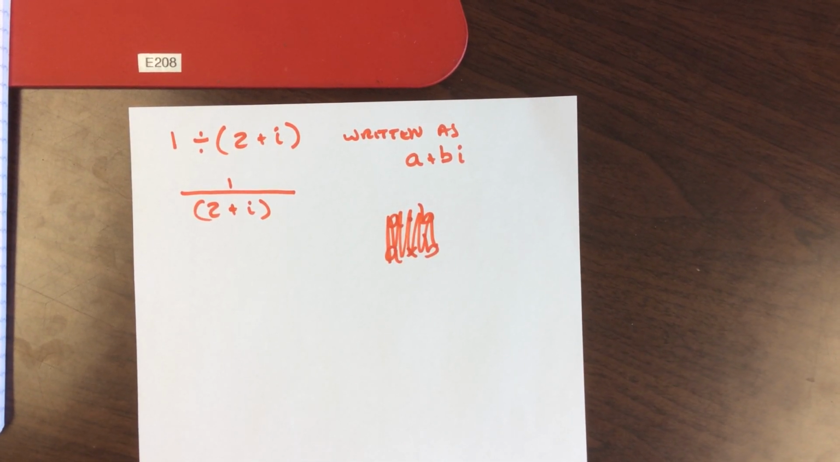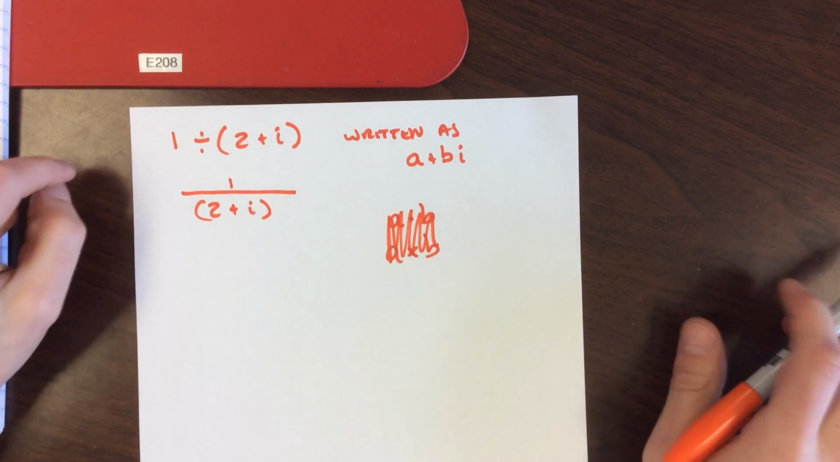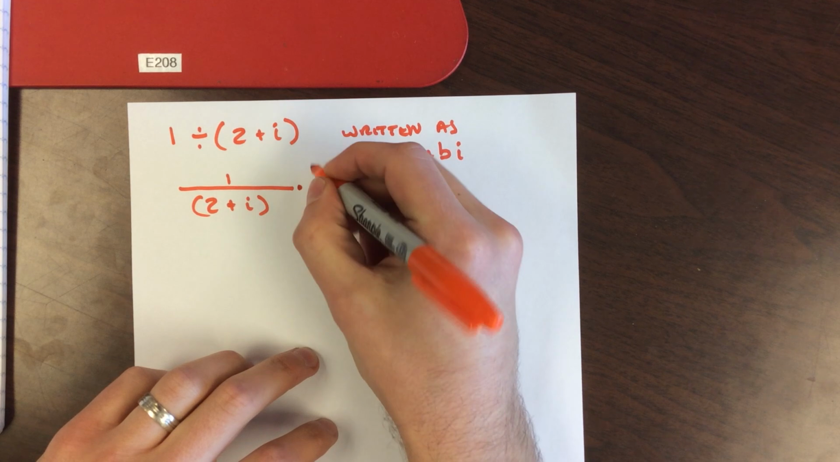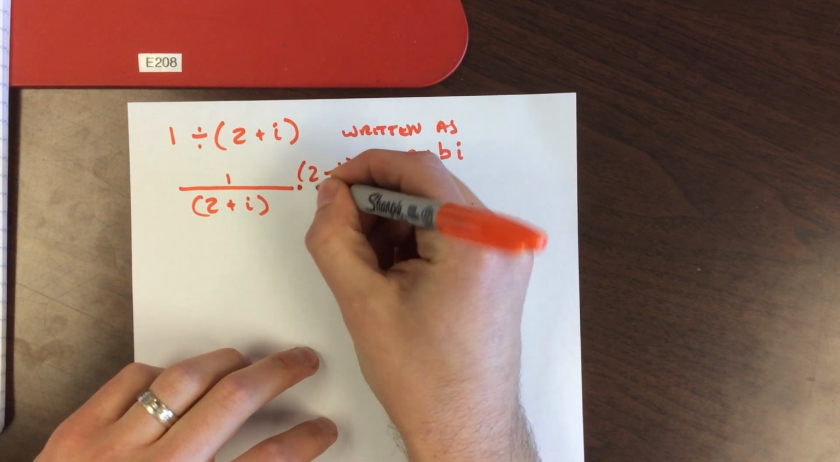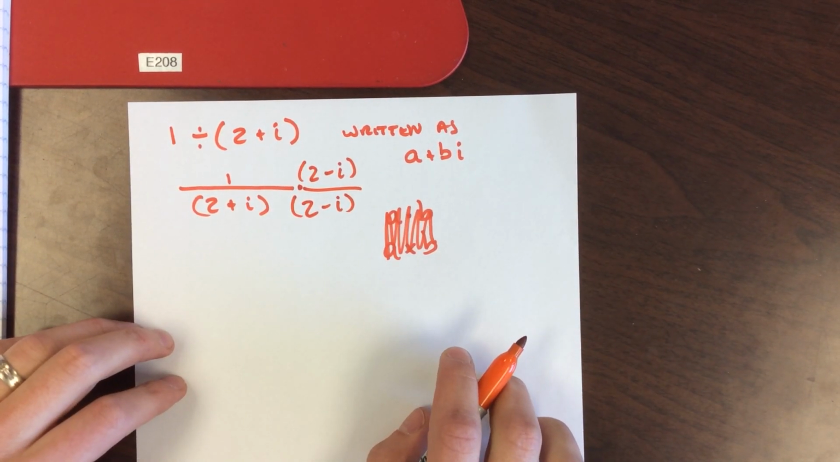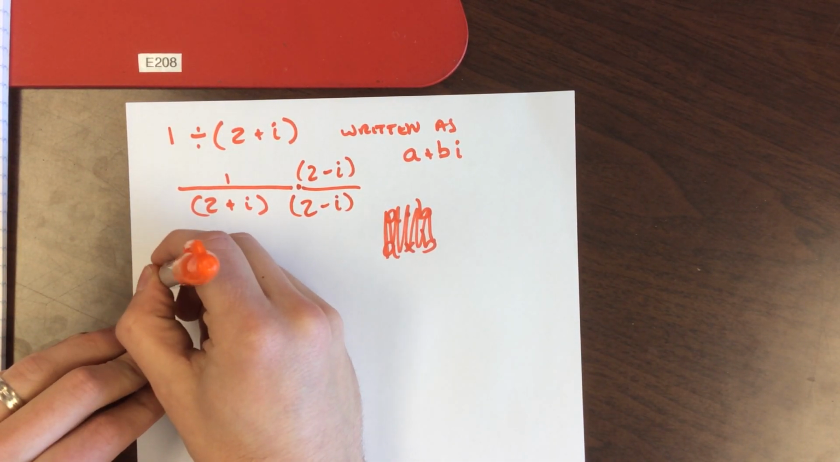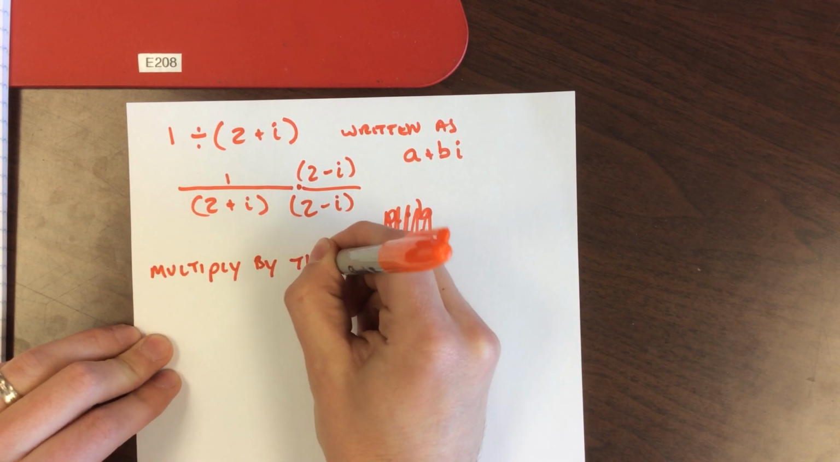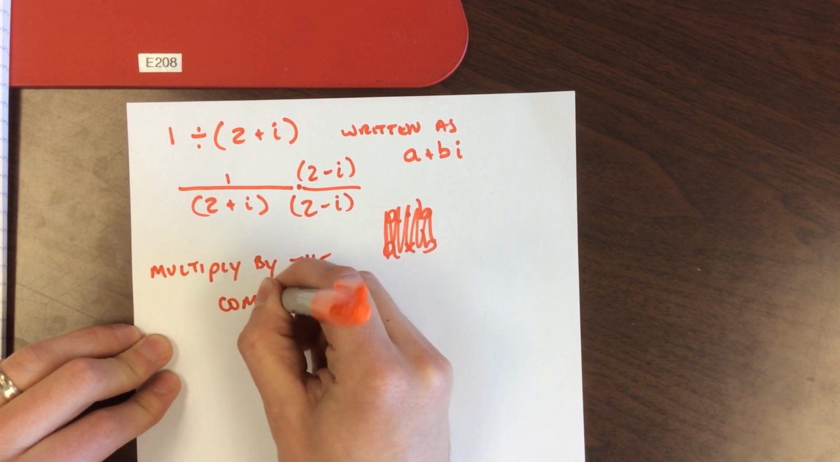1 divided by 2 plus i. Any idea? Multiply by the reciprocal. I like Katie's idea, but don't you do the opposite? Like you have to go 2 minus i. We multiply by what's called, I can't remember what it's called.